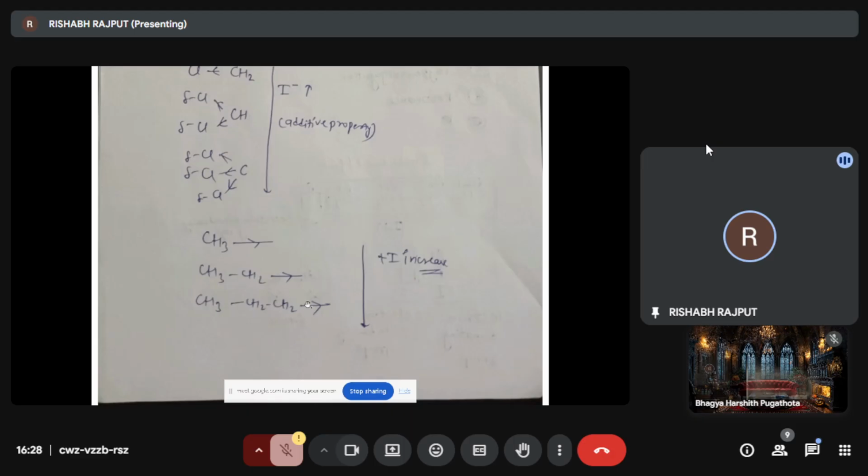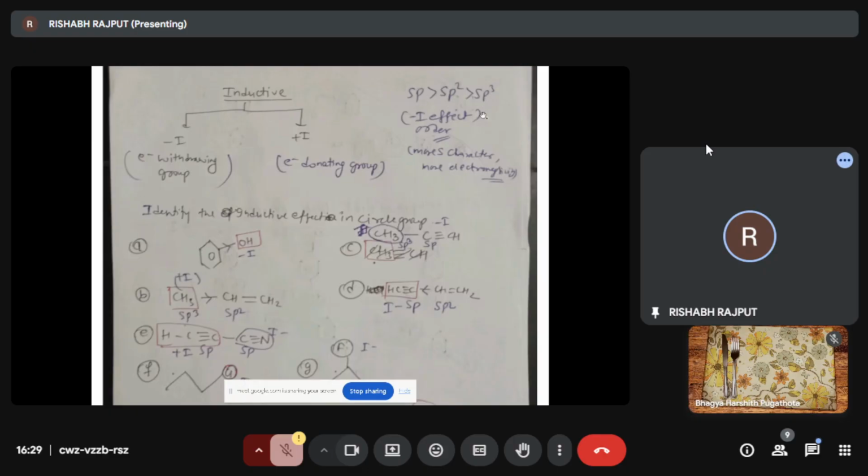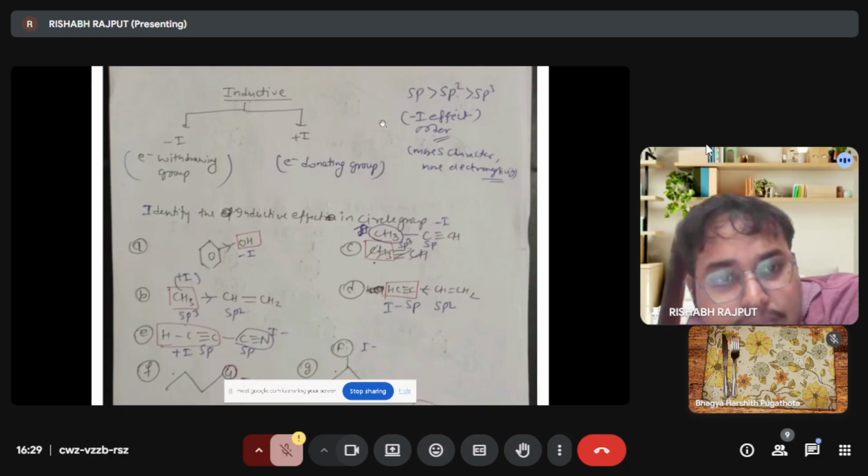Okay, so I will cover. I will come to the next page here. I am solving the questions here. Okay, now you can see here. I will tell you sp has more minus I effect compared to sp2 and sp3. Okay, as I go to sp3, that means plus I effect will increase compared to sp.